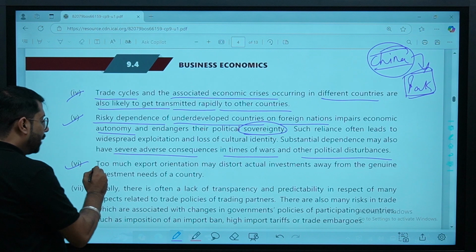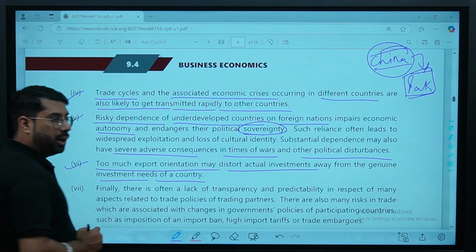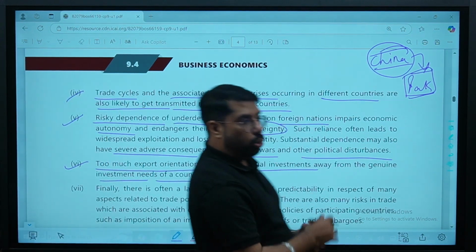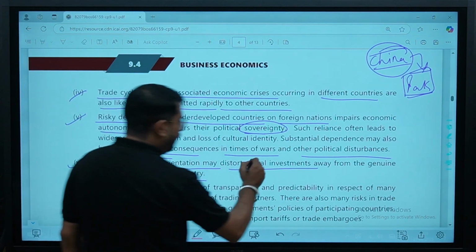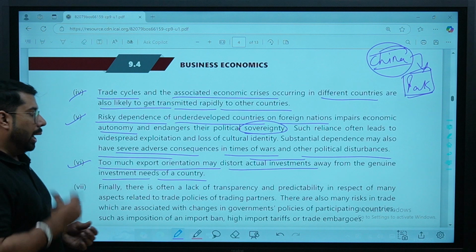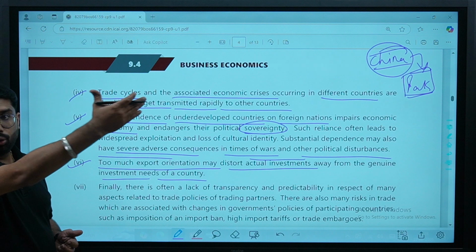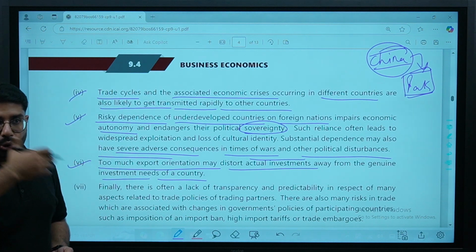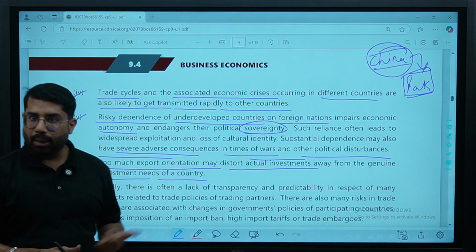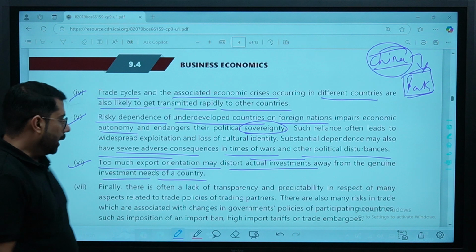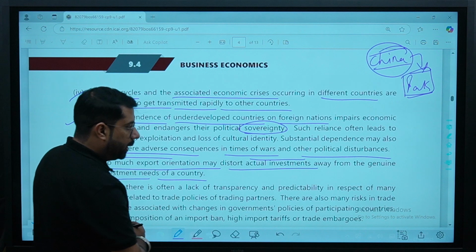Sixth point says too much export orientation may distort actual investment away from the genuine investment needs of a country. When you do too much export, what will happen? The investment you make, you will not be able to judge how much benefit your country has taken from it, because you are too much in communication with the other countries also. So you will never be able to judge how much benefit you are passing on and how much benefit your country is getting. So there will be a problem. Are we clear?